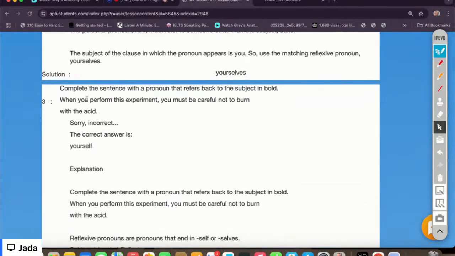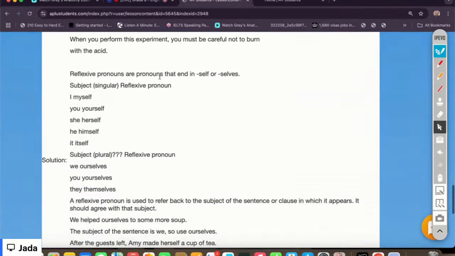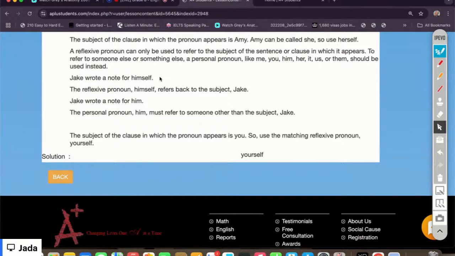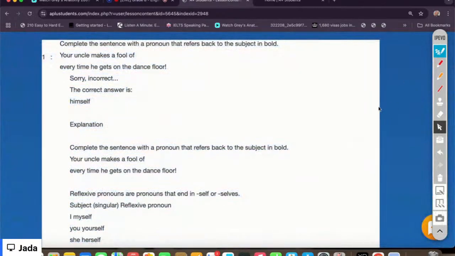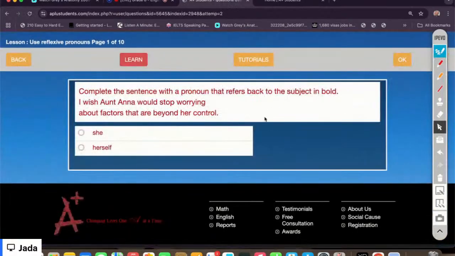We also have: when you perform these experiments, you must be careful not to burn the dash with the acid. So be careful not to burn yourself. Okay? So we move on to the test and you can share your answers if you know.